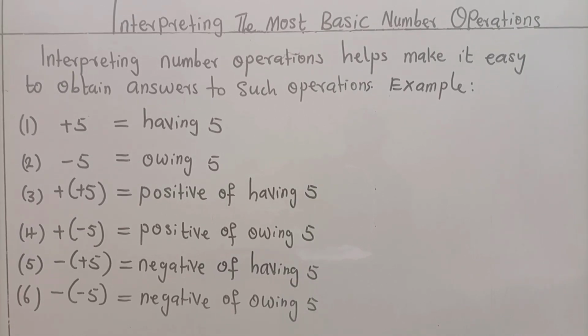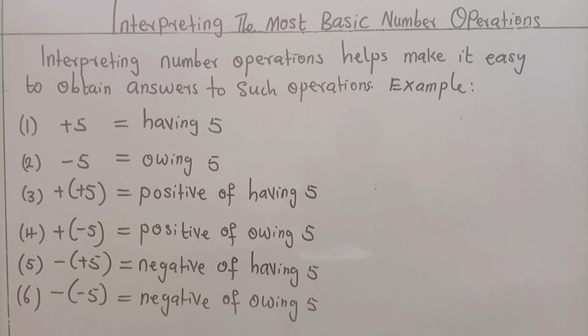When I was going through that, you could notice that having 5, for instance, is for this original plus 5. Therefore, positive of is for this plus here. This owing 5 is the original minus 5. Then positive of is this plus here. Having 5 is original plus 5. Then negative of is this minus here. Owing 5, that is, this owing 5 is the original minus 5. Then negative of is this minus.